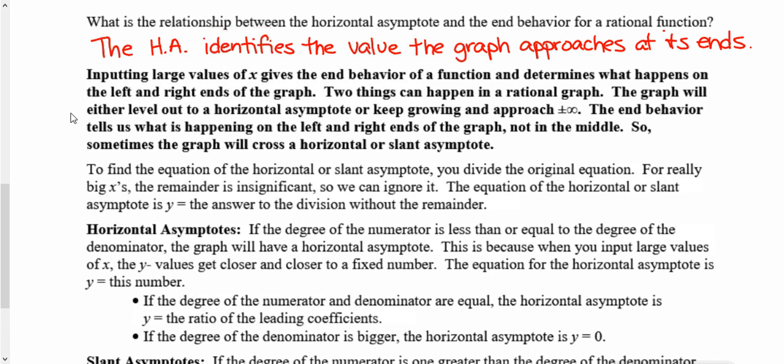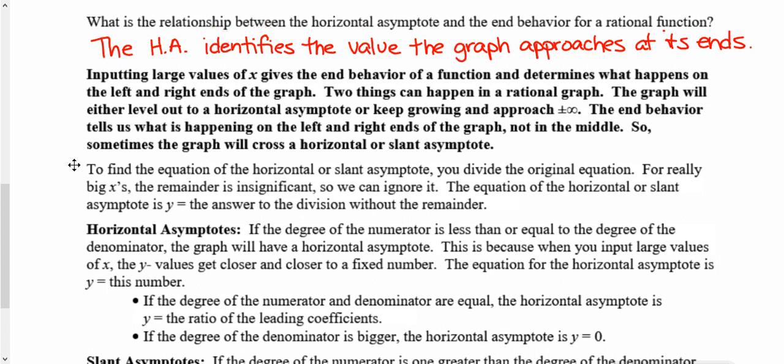All right, got to be a lot of reading in this next part, sorry. Here's the overall gist of it. Inputting large values of x gives the end behavior of a function and determines what happens on the left and right ends of the graph. Two things can happen in a rational graph. The graph will either level out to a horizontal asymptote, or it will keep growing and approach positive or negative infinity. The end behavior tells us what is happening on the left and right ends of the graph, not in the middle. So sometimes the graph will cross a horizontal asymptote or a slant asymptote. We'll learn what those are in just a second.